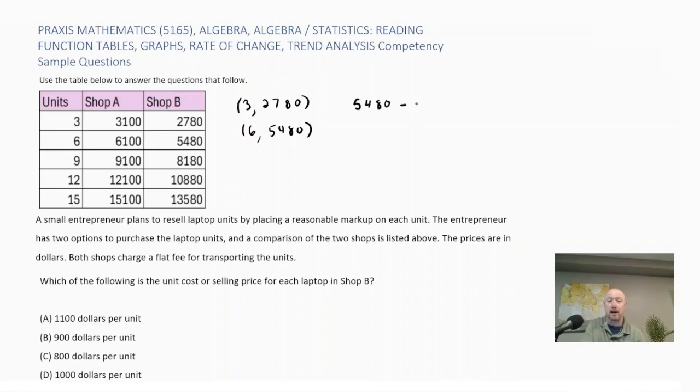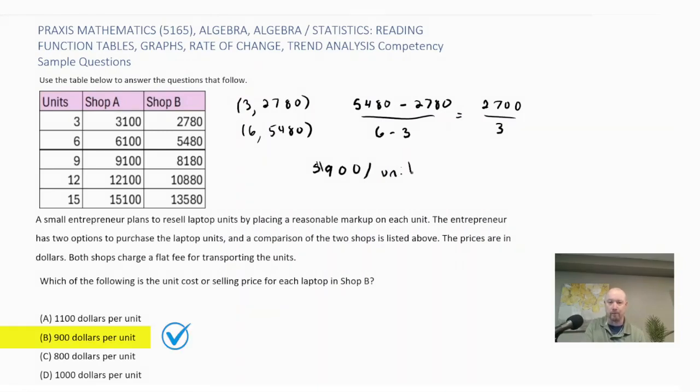5,480 minus 2,780 divided by 6 minus 3. Okay, if I calculate the slope here, if I take 5,480 minus 2,780, I'm going to get 2,700 divided by 6 minus 3, which is 3. So that is going to come out to be $900 per unit. So the correct answer would be choice B.